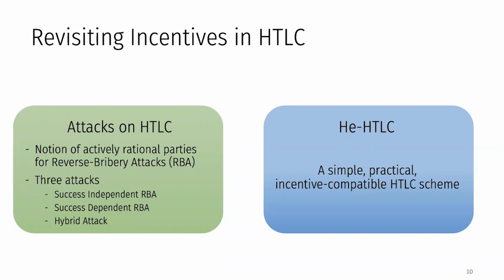And we devise a new class of attacks called reverse-bribery attacks. In our work, we present 3 different attacks called success-independent reverse-bribery, success-dependent reverse-bribery, and a hybrid attack. In this talk, I will focus on success-dependent reverse-bribery, and I'll touch upon what hybrid attacks are. And then we come up with this mitigation system called He-HTLC, or as we like to call it, helium-HTLC. It is a simple, practical, incentive-compatible HTLC scheme. The reason we call it helium HTLC is because we believe it is lightweight and inert to any incentive manipulation.